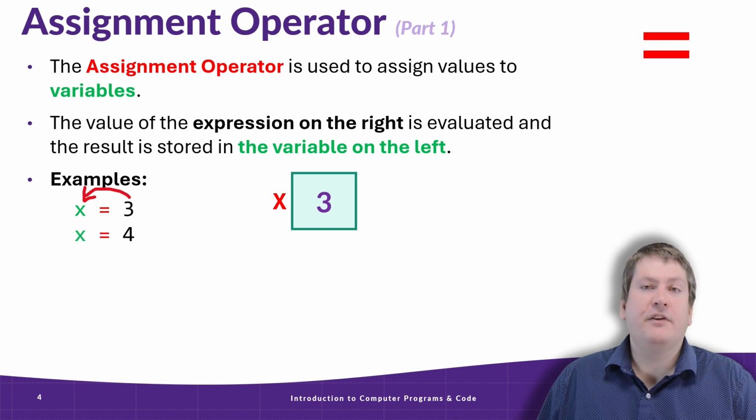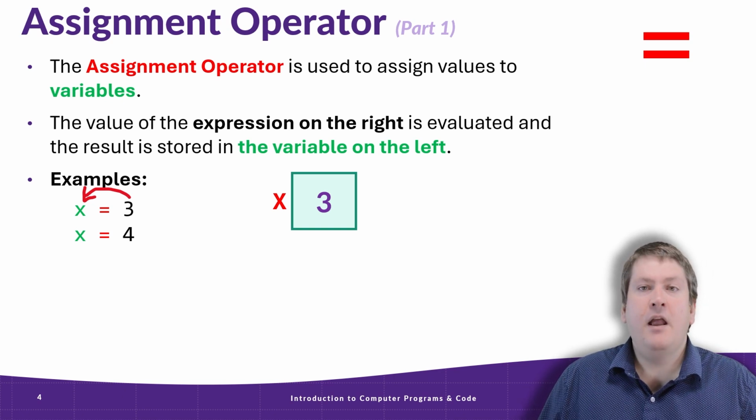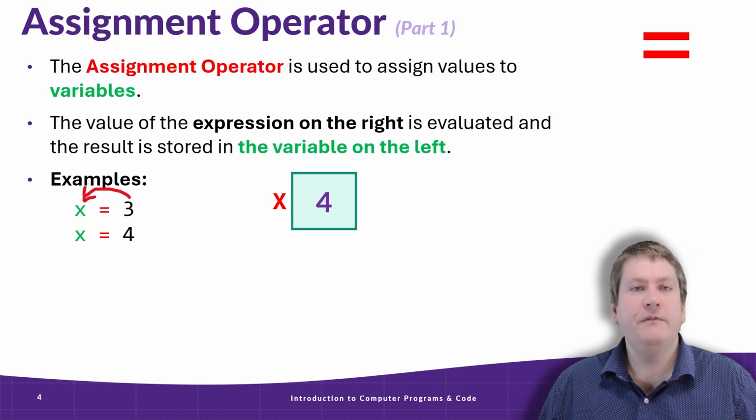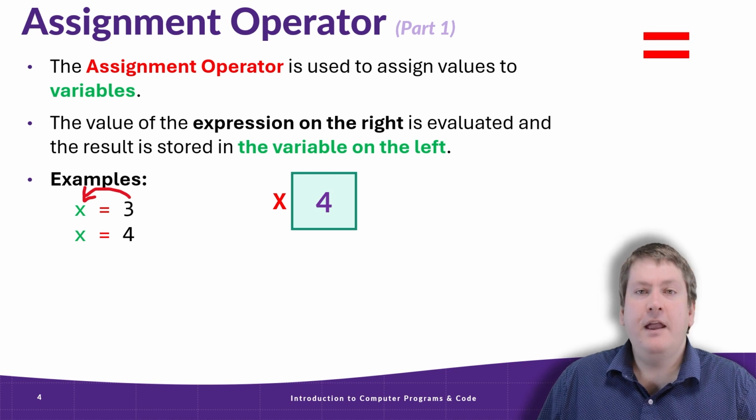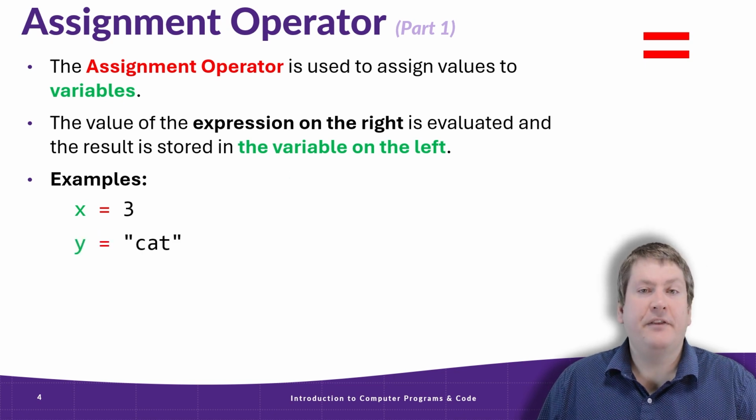So if we had another line, such as x equals 4, this would not mean that 3 equals 4, or return false or something like that. Rather, it simply means that the variable x is now pointing to the value 4 and not 3. The old value of 3 would now be lost, and for future lines of code, x would equal 4, not 3. Here we see another example.